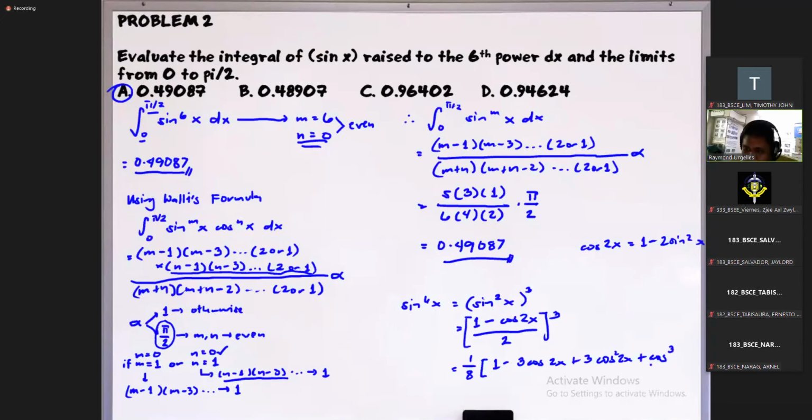So minus na pala to. So minus, di ba? So we have cosine cubed of 2x. Okay, nakuha ba? So then solve niyo lang to individually. So ito kaya na natin tong i-solve, di ba?